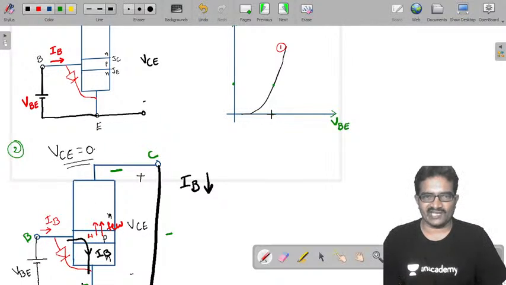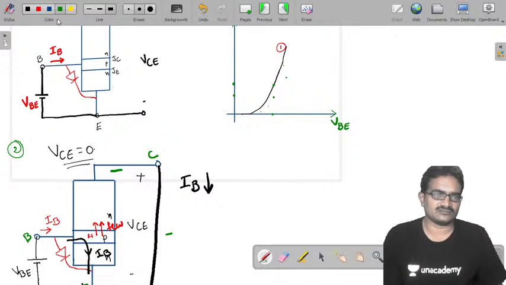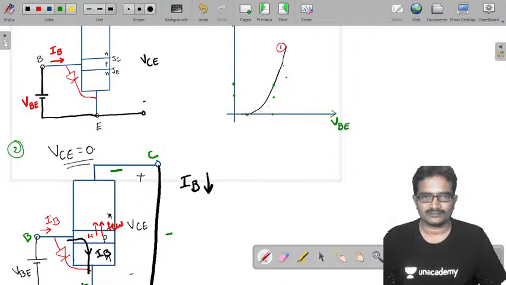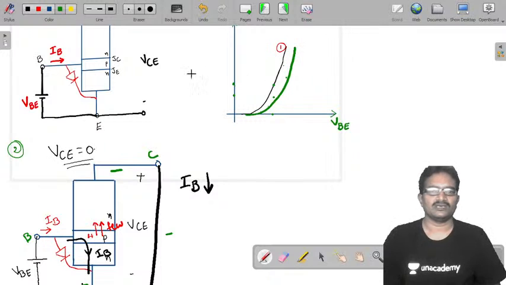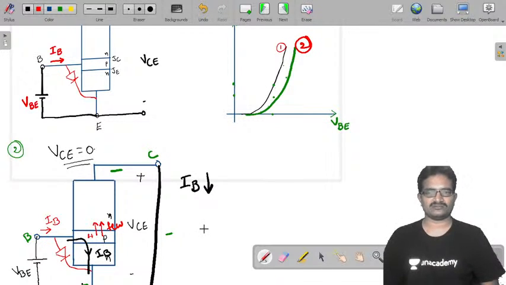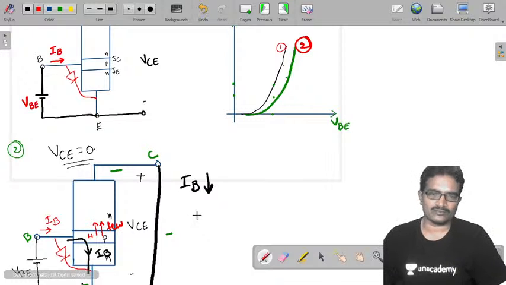Now, at the same voltage, you get less than this base current. Somewhere here you get. At this voltage, previously you got this much base current, now less than this. Like this, every point is going to be shifted down. Now your plot is like this. This is going to be the plot. Now this is the plot in second case, that means at VCE equals 0.